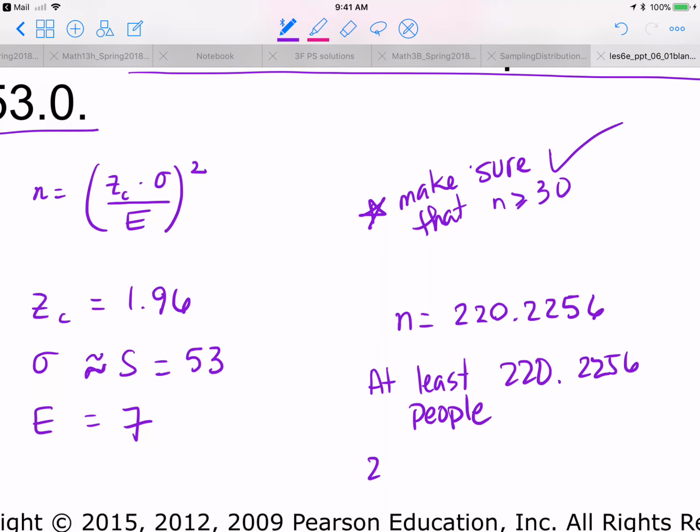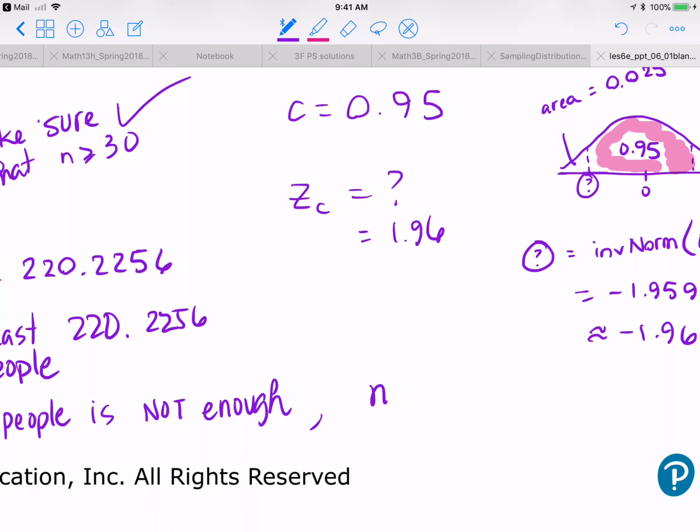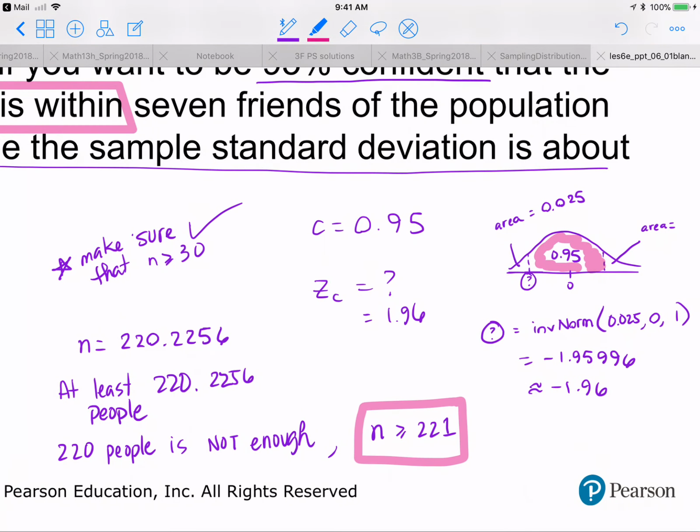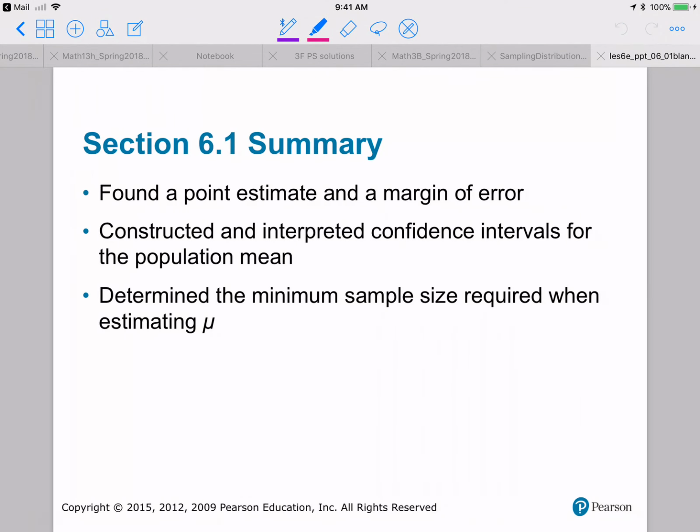So 220 people is not enough. N needs to be at least 221. We're so used to saying, if we're rounding, why wouldn't we round down to 220? The answer is you need at least 220.2256 people, so you need more than 220 people, and you have to round up. So your sample size is going to be 221.